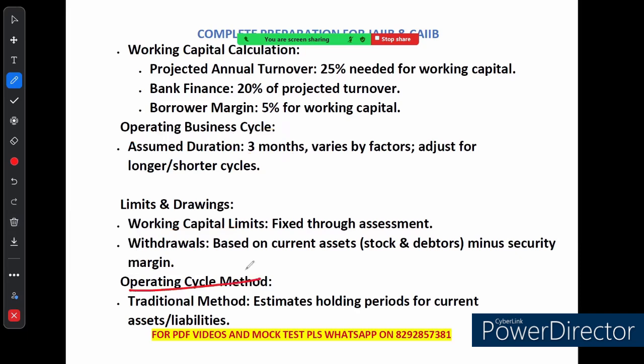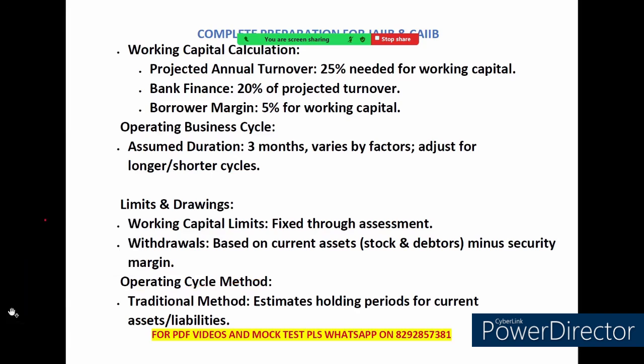Another traditional method is the operating cycle method. It estimates how long the company holds on to assets like inventory and how quickly they pay off the liabilities. This helps the bank gauge the actual financial cycle of the business. In short, businesses need to know how much working capital they require, and banks use various methods to help them figure that out. This ensures that the company can continue running without running out of cash.